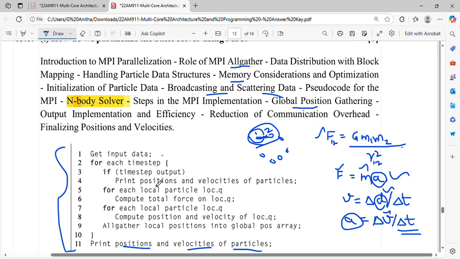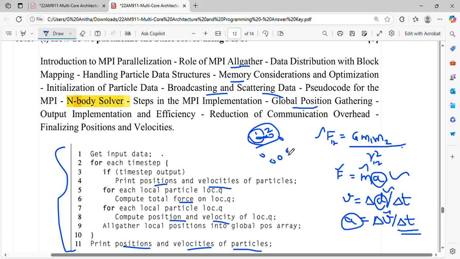At that time step, what is the position, what is the velocity? If that time step is reached, the position and velocity can be printed out. For each local particle, we are going to compute the force on it, and later its position and its velocity. Those will be computed for that particular local particle.